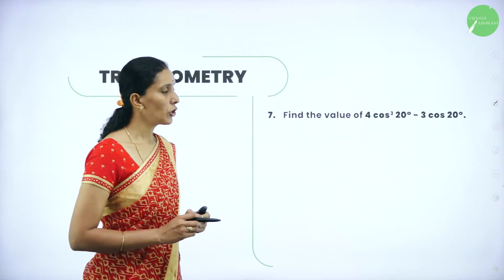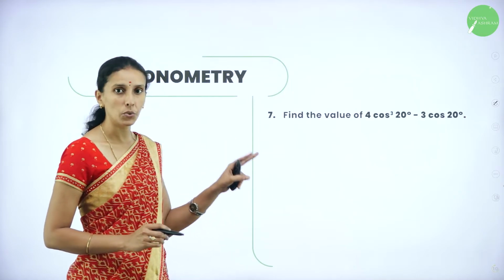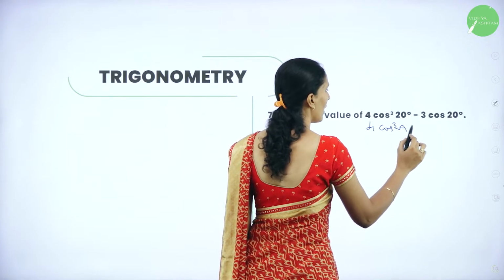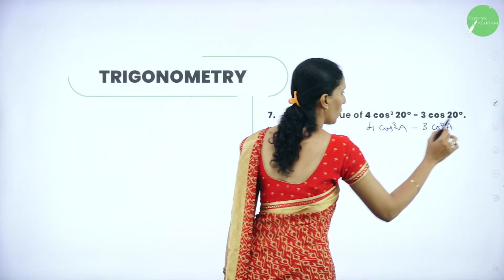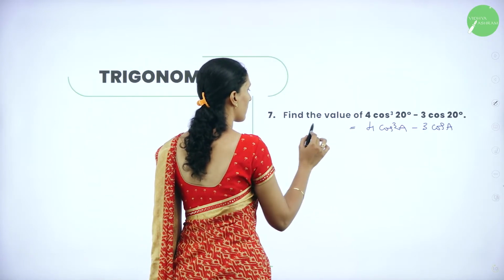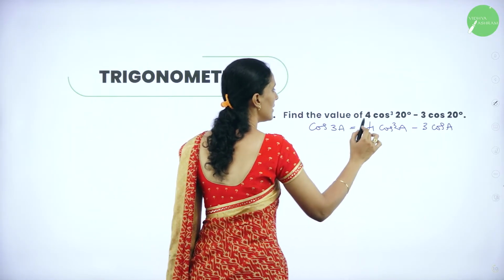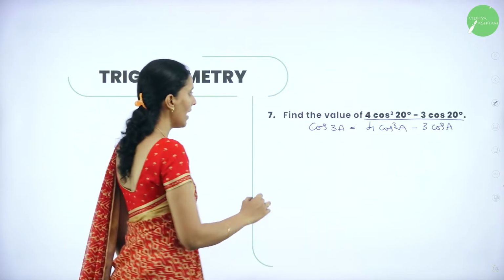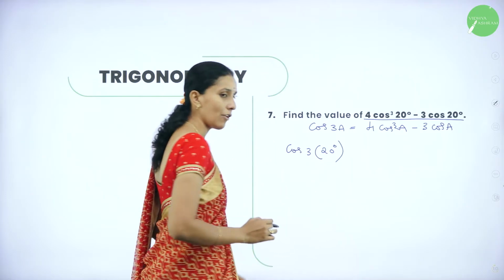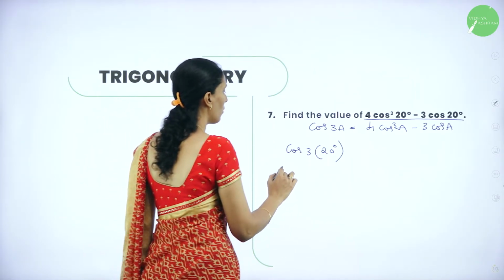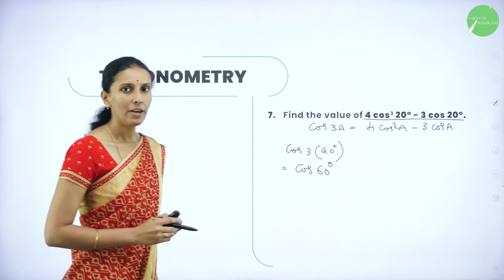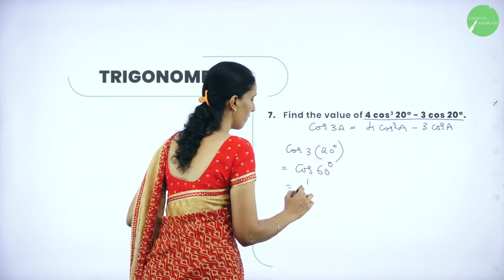Next, 4 cos cube 20 minus 3 cos 20. Again, this is in the form of 4 cos cube A minus 3 cos A, which is nothing but cos 3A. So this can be written directly as cos 3 into 20 degree, in the form of cos 3A. So therefore, it is cos 3 into 20, which is cos 60 degree. The value of cos 60 degree is 1 by 2.